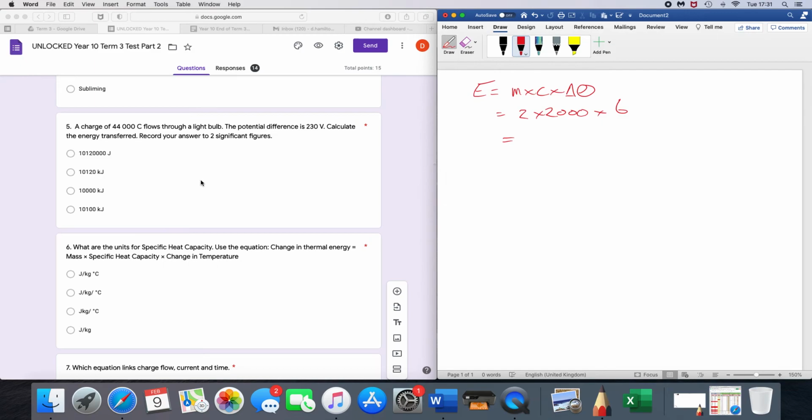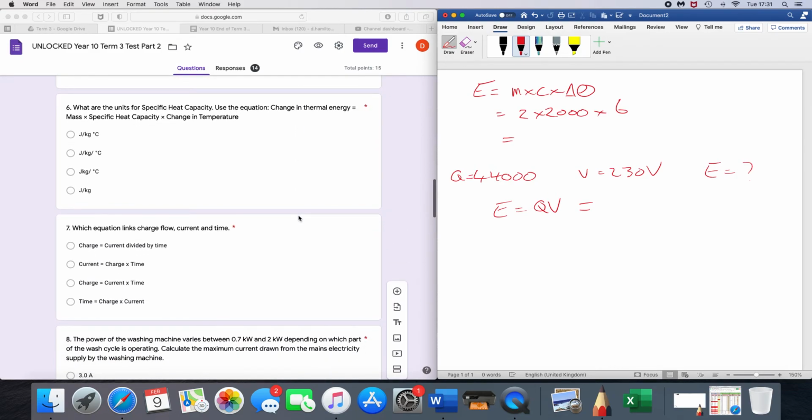Question 5, we have 44,000 coulombs flowing through a light bulb. We have 230 volts. Calculate the energy, and 2 sig figs. Well, energy would be charge times potential difference, and if you do that you get 10,000 kilojoules or 10 million. So the answer is C.